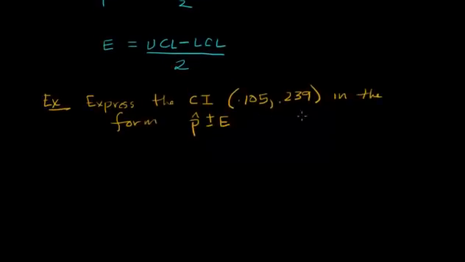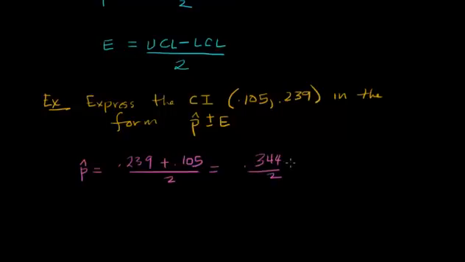So to do that, I need to know what p hat is, and I need to know what e is. So we said, well, p hat is just the average of these two. It's the number right in the middle. So 0.239 plus 0.105 divided by 2, and I'll find out what p hat they used. We get 0.344 divided by 2, or 0.172. There's p hat.